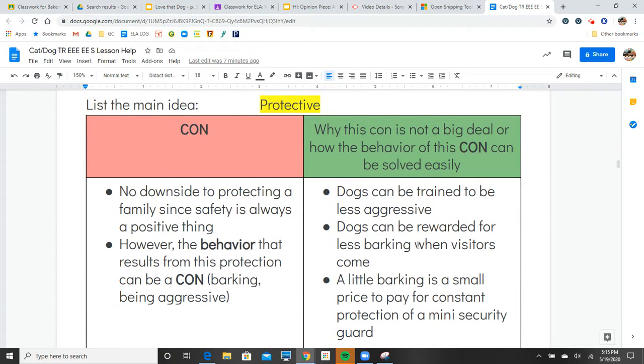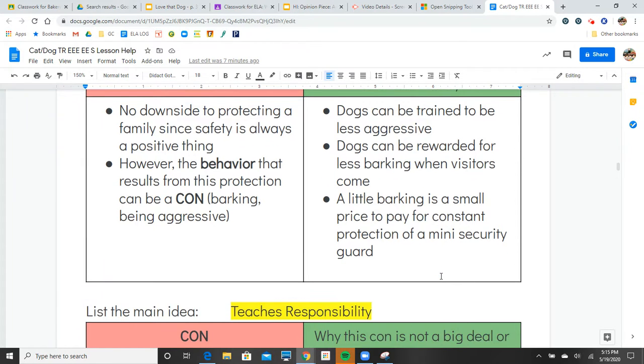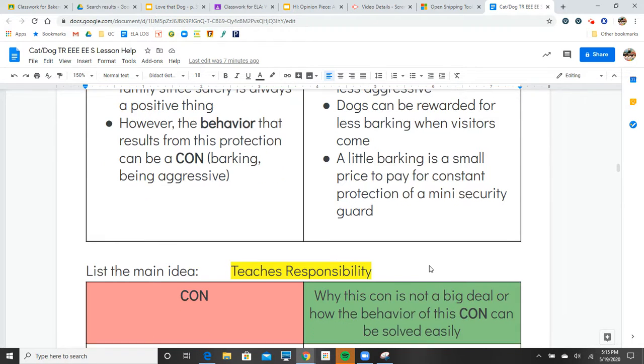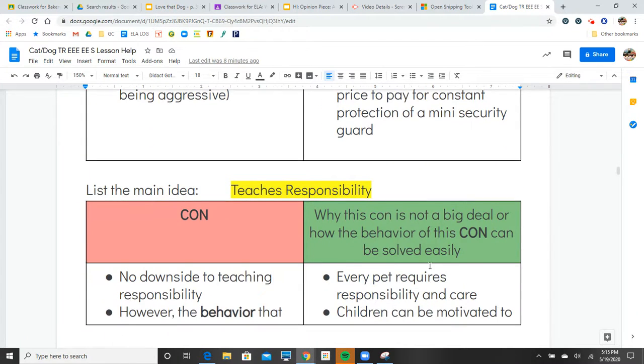We've talked about this one before, about animals being protective, primarily dogs, and there are some downsides in barking or being too aggressive. There are ways around that in which dogs can be trained or rewarded for appropriate behavior. But in effect, any negative behaviors are a very small price to pay for that protection, to have an instant security guard with you always.